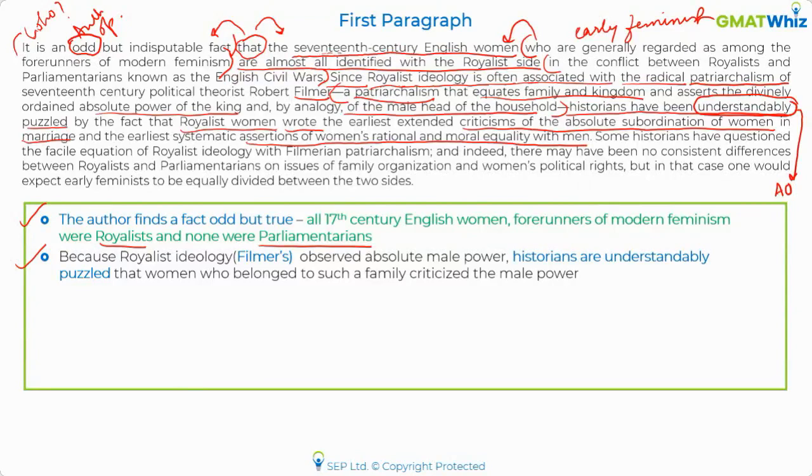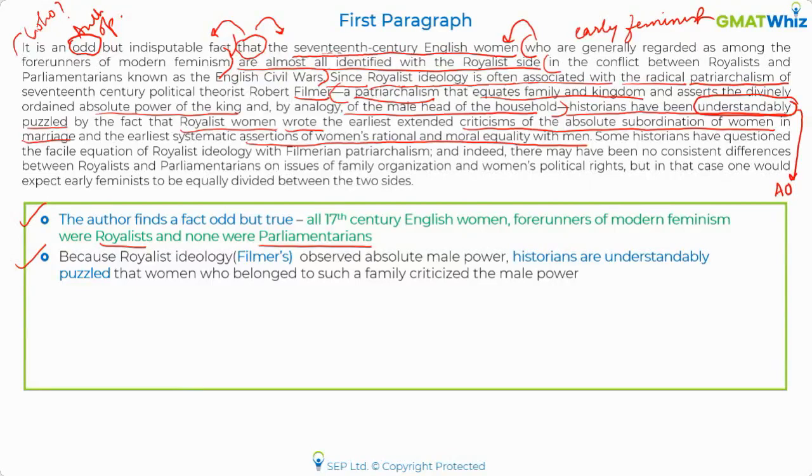Okay. So this is the thing that is puzzling author. That means here the author is talking about Robert Filmer's patriarchalism to bring out the fact that this royalist ideology was at one end of the spectrum, and the royalist women who were these early feminists, they were at the other end of the spectrum. That is why the author is bringing out this whole rigmarole of patriarchalism here. Okay, let me read on.